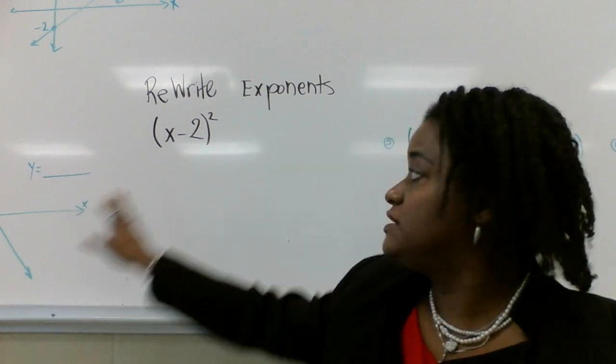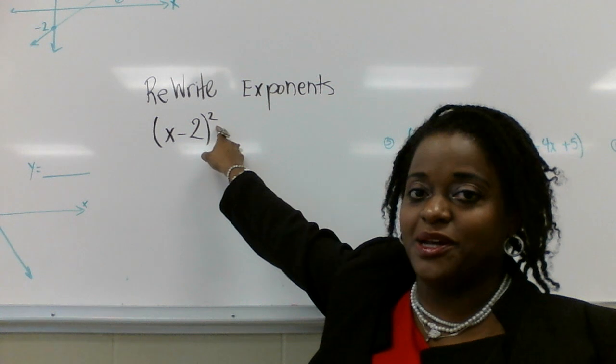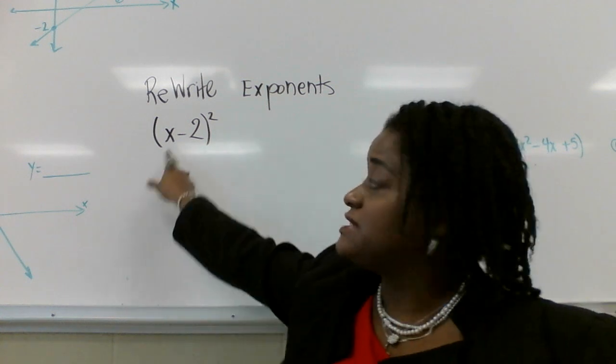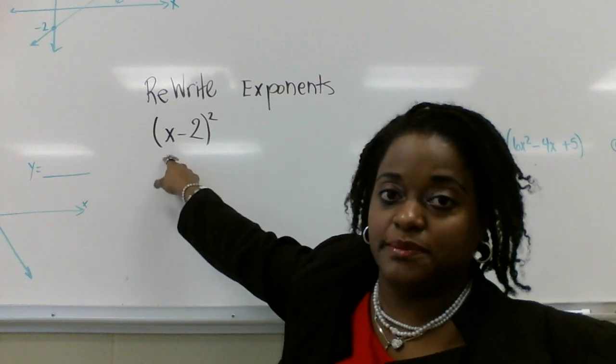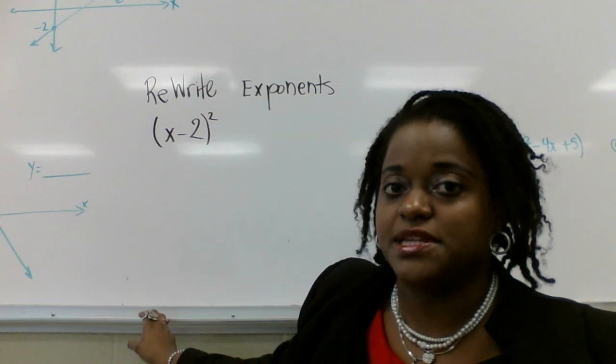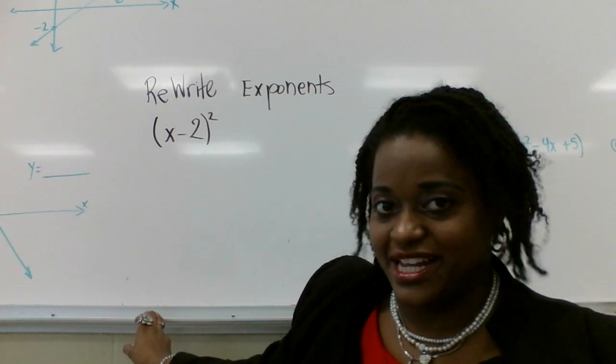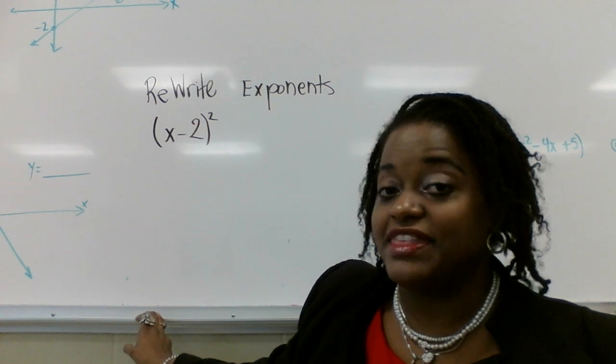It's me, Mrs. Salazar, and I want to talk to you more about Chapter 3 concepts, especially when we have a binomial to the second power. Okay, now it's a binomial because there's a minus sign in there. We have two different terms. We call it a binomial, two different terms. You cannot do a shortcut here. You have to expand it and then multiply.